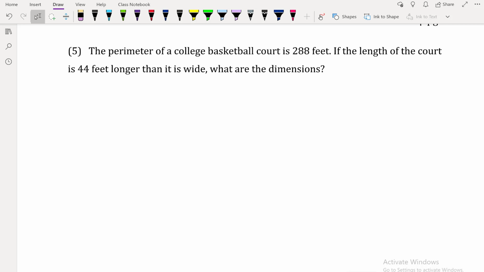For number 5, we're going to take that framework and apply it to a word problem. The perimeter of a college basketball court is 288 feet. If the length of the court is 40 feet longer than it is wide, what are the dimensions?